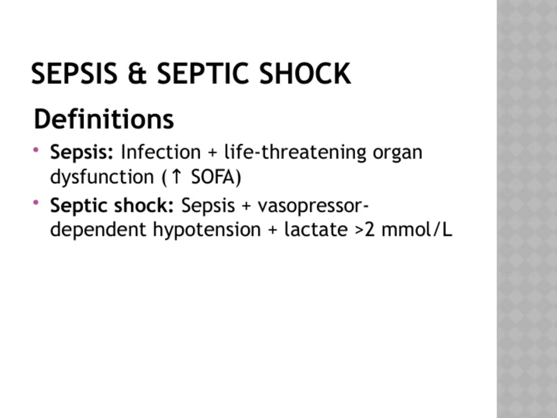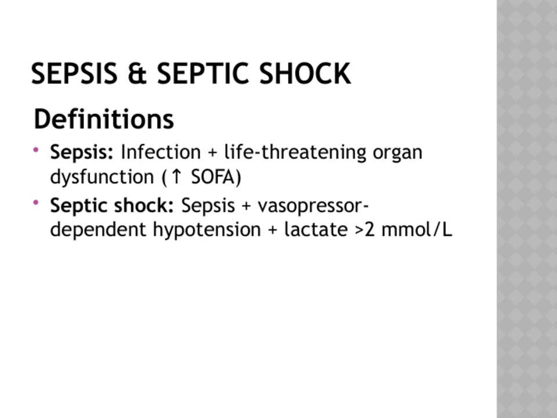Let's start by clarifying what we mean by sepsis. Sepsis occurs when an infection triggers a significant and potentially life-threatening response, leading to organ dysfunction. We often measure this using the SOFA score, which helps us gauge how severely the organs are affected. When this infection causes this kind of serious organ impairment, we classify it as sepsis.